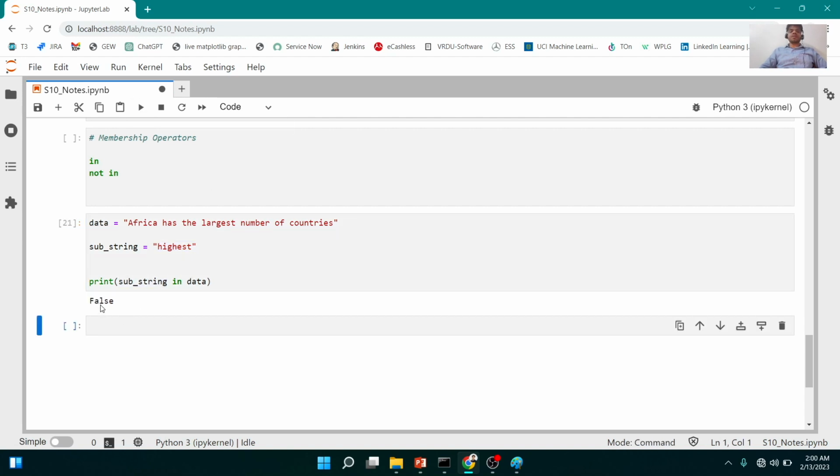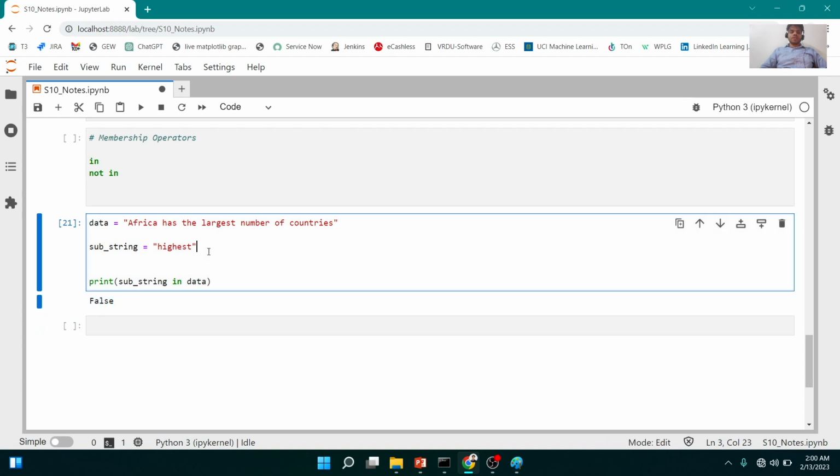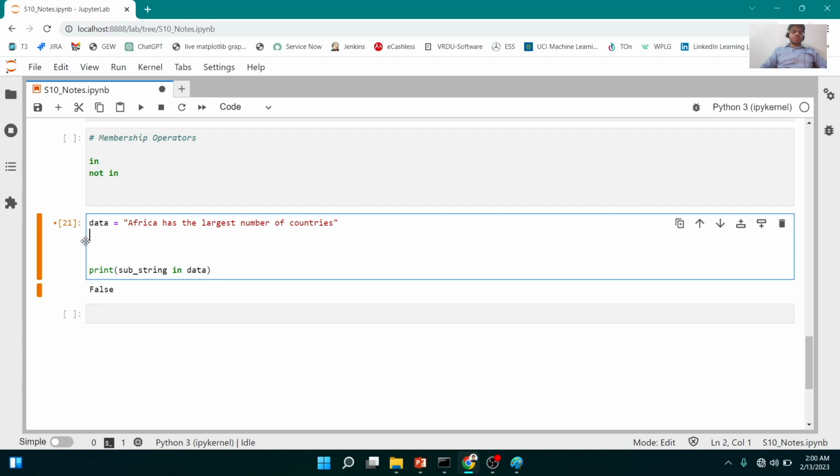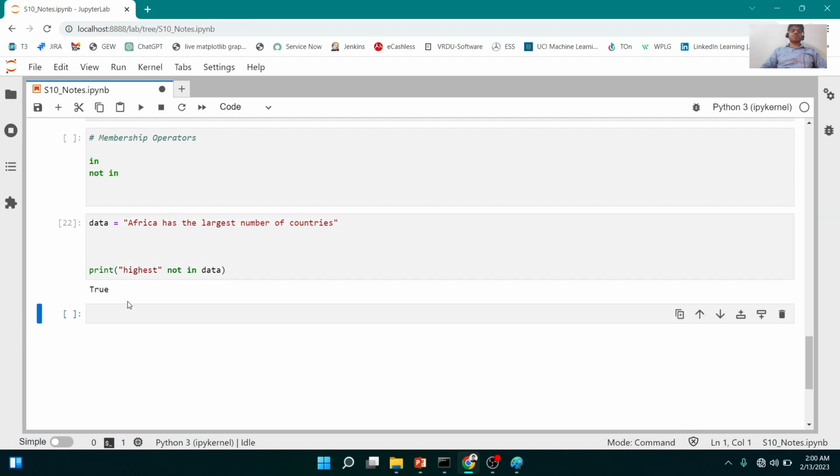So immediately it's going to become false. Got it? It is not necessary that you have to store it in a variable and then check. You can also put the data directly here and check that the data is part of this. And when I say not in, that means you are making a statement that highest is not present in data. Of course it's not present, then it's going to give you true.